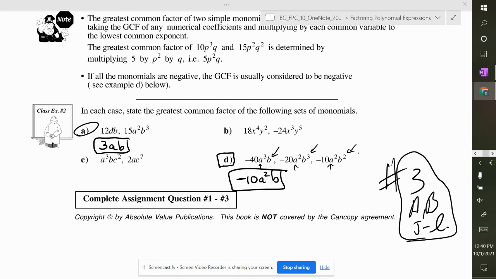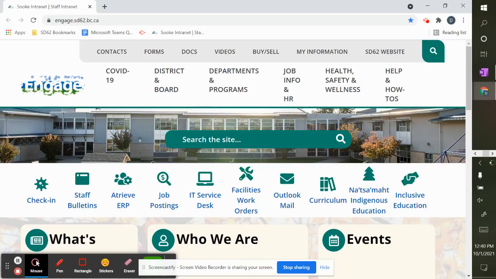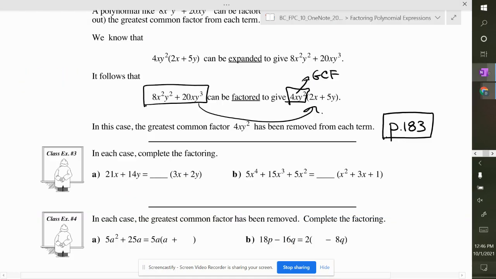Sorry? J to L. It would be largest number that goes into 8 and 20. 4. X squared and X. The lowest exponent would be the X, and then Y squared, Y cubed. The lowest exponent is the Y squared.